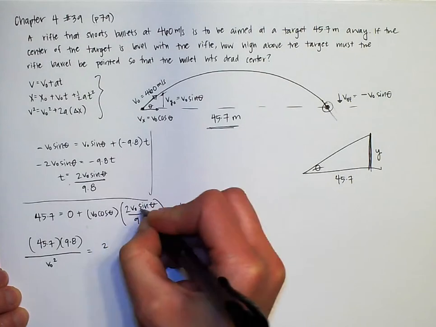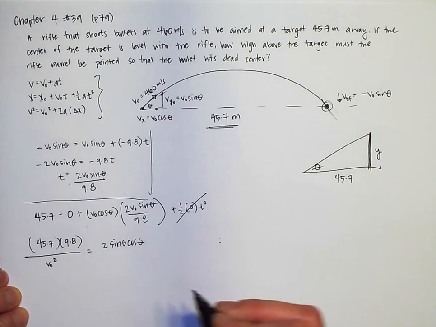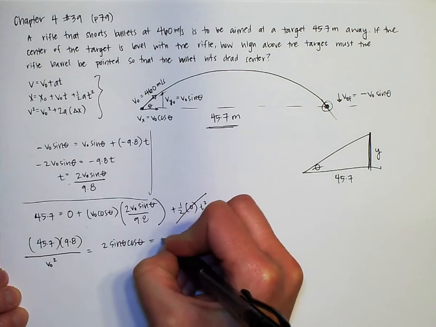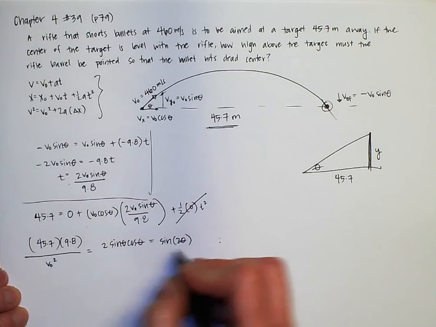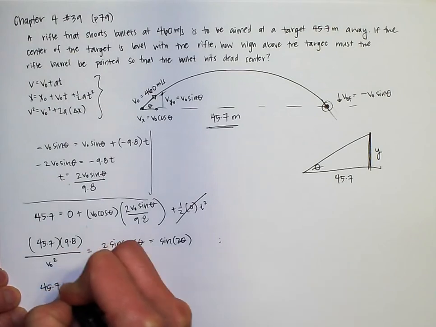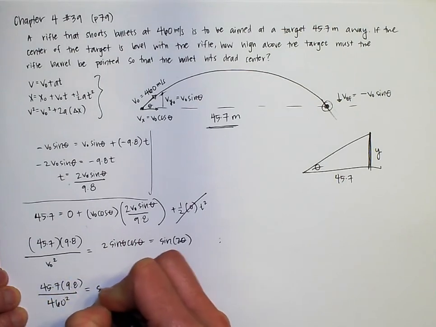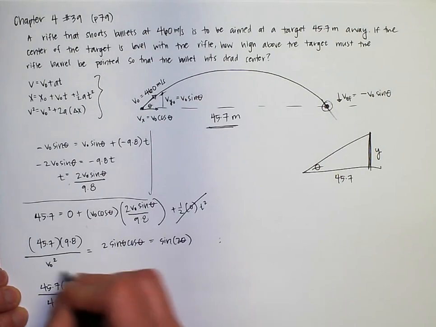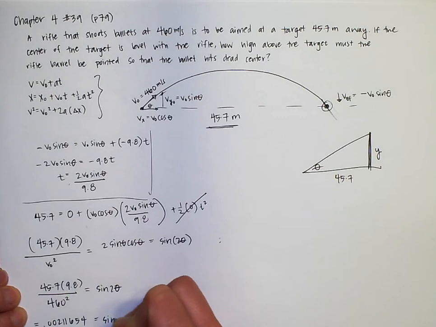So this will equal 2 sine theta cos theta. And since we took math classes, we remember that 2 sine theta cos theta actually equals sine 2 theta, which will make this problem a lot easier for us to solve. So I will have 45.7 times 9.8 over 460 squared equals sine 2 theta. If I work this out, this whole quantity ends up being about 0.0021164. So this equals sine 2 theta.